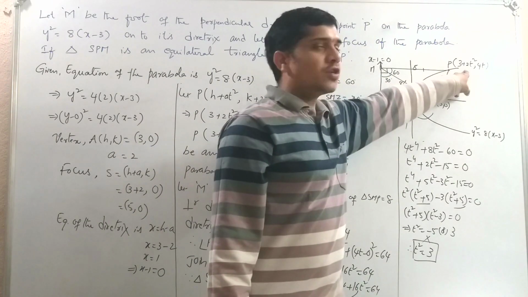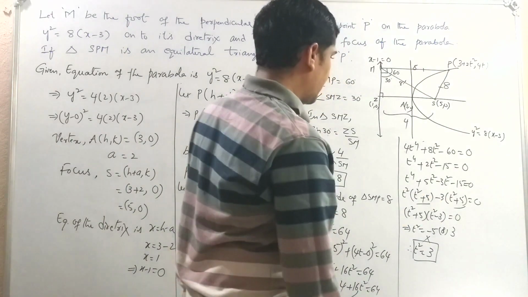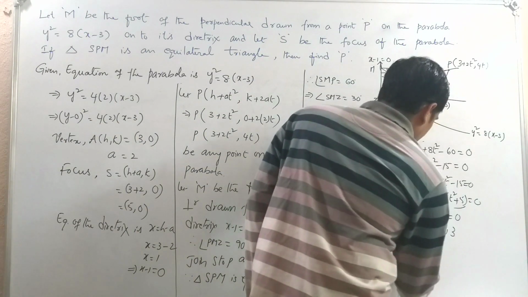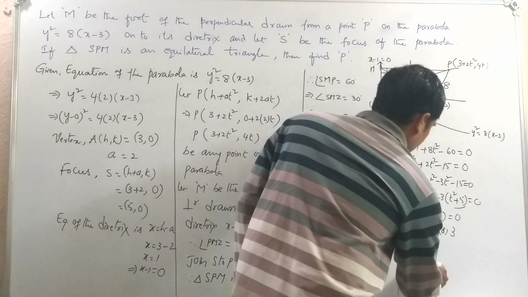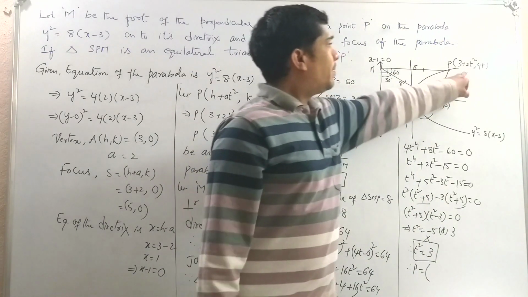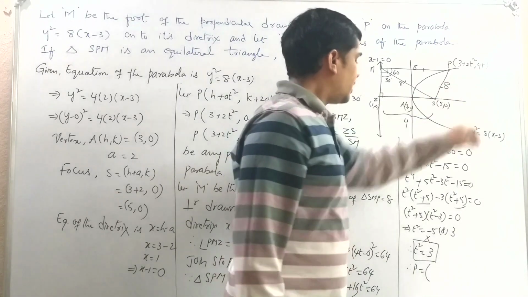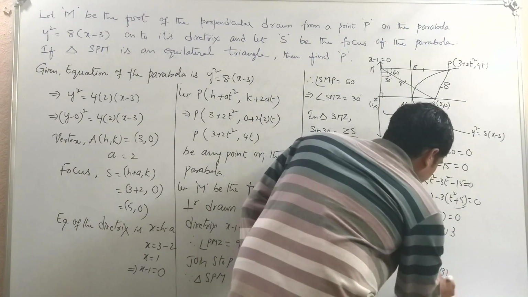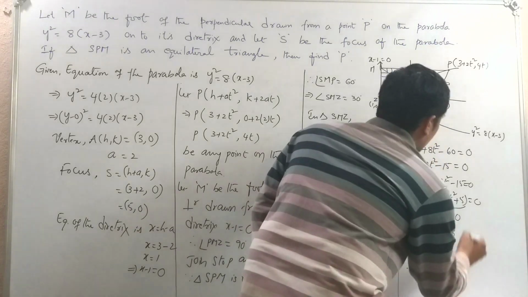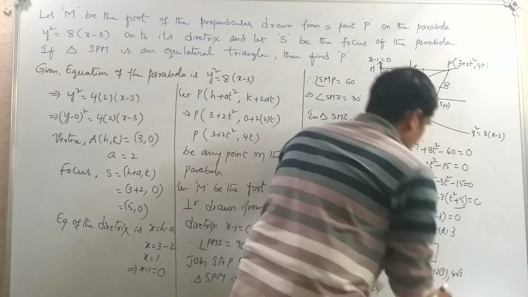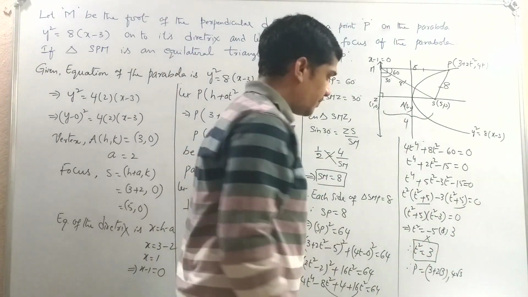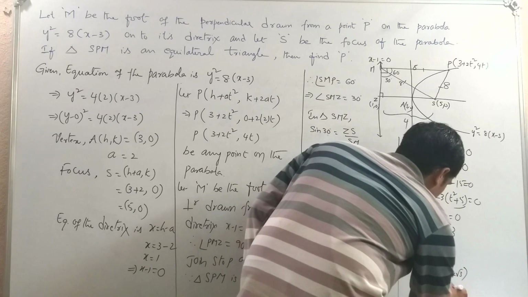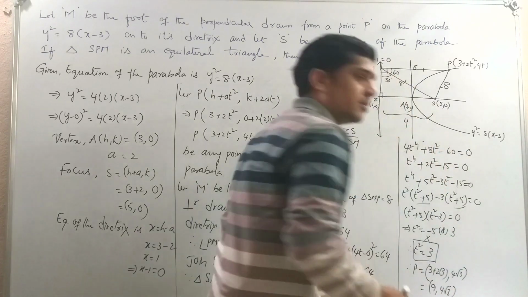Now t square is equal to 3. I should substitute in the place of the coordinates of P to find P. So P is equal to (3 plus 2t square, 4t). So 3 plus 2 times t square value 3, comma 4t. That means 4 root 3, because t square value is 3, so t value is root 3. So finally the answer is 9 comma 4 root 3, which is the point P.